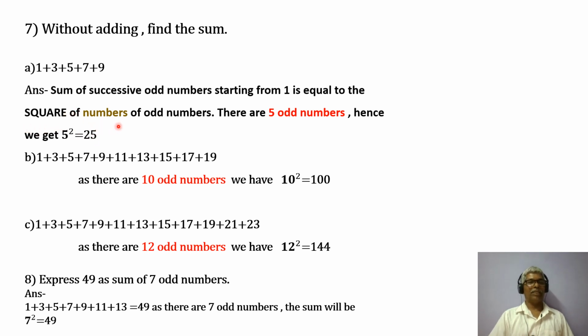Go back and see. I have given it in some video. Okay. So we have given the answer without adding. Okay. See here. 1 plus 3 plus 5 plus 7 plus 9 plus 11 plus 13 plus 15 plus 17 plus 19. You have to only count the numbers. You do not have to actually add. Okay. You have to only count. There are 10 odd numbers. Okay. 10 odd numbers. So we have 10 square equal to 100. The addition will be 100.